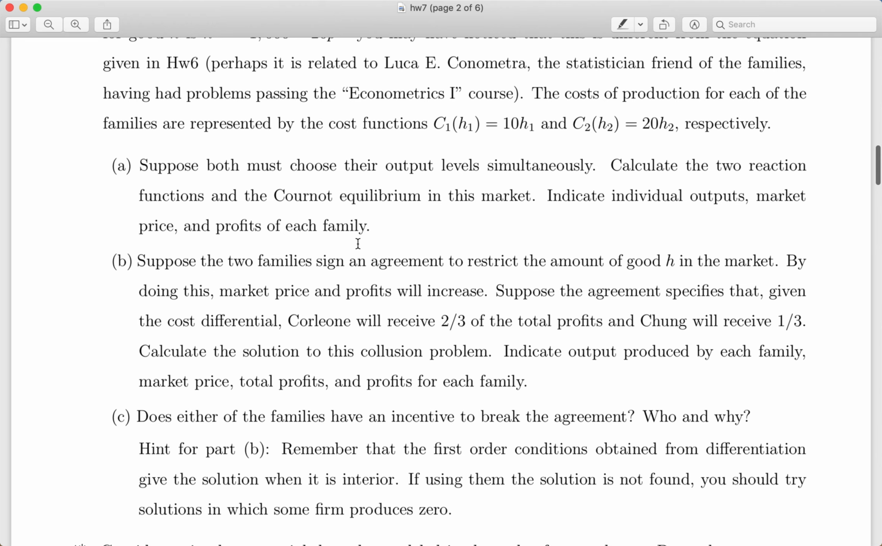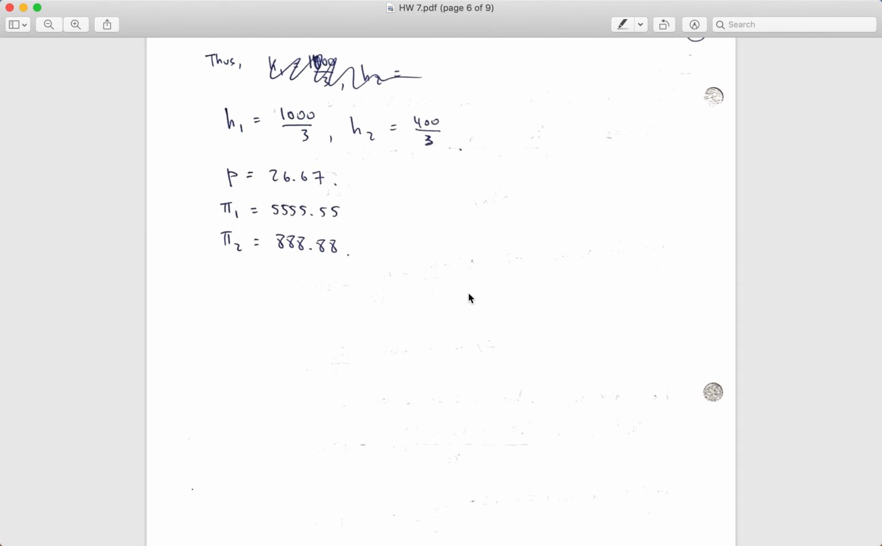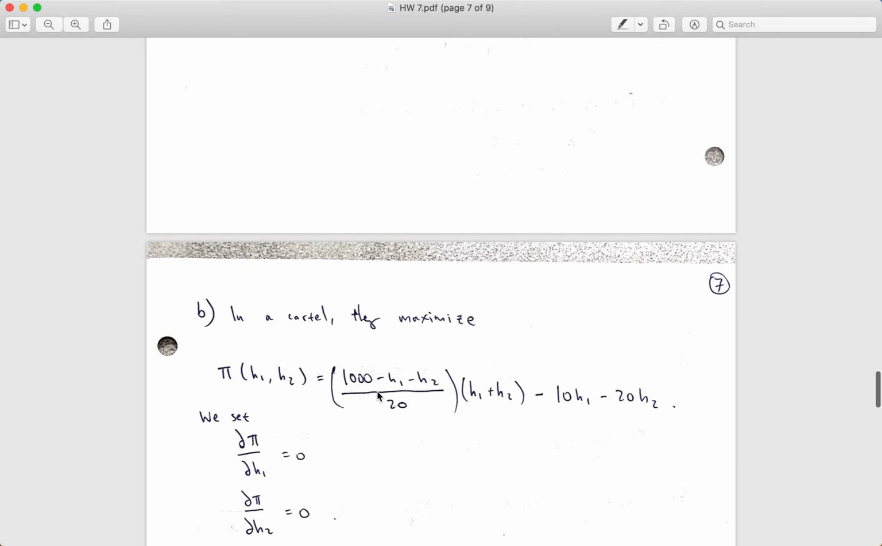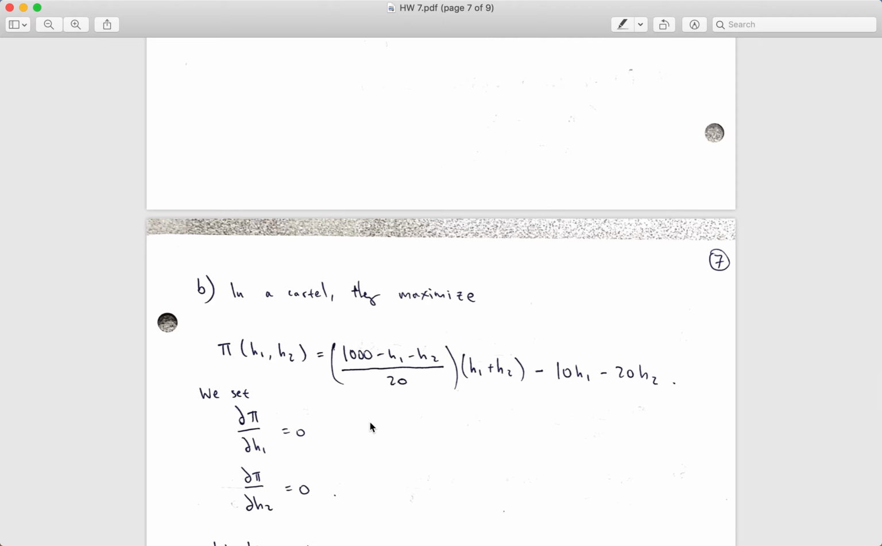Part B asks us to consider the case of collusion. So when they collude, you're going to basically treat the two firms as one firm with a unified profit function, and then you're going to solve for the optimum for that firm. So what we'll get then is that this is going to be the price as a function of h1 and h2. This is, of course, going to be the quantity of h1 and h2 they produce, and we subtract out the costs. And then since we can control both h1 and h2 in this case, we require that both partial derivatives are equal to 0.